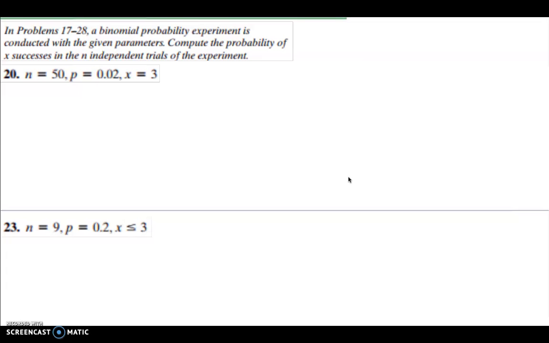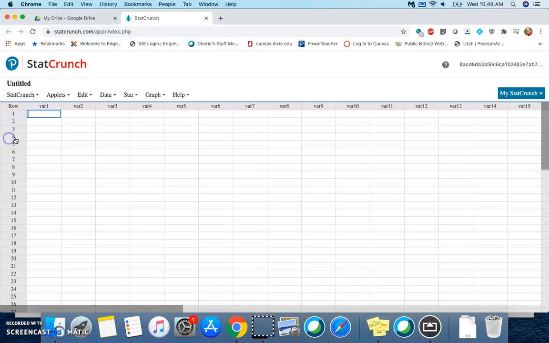So in these questions, we have a binomial probability experiment conducted with the given parameters, and we want to compute the probability of X successes in N independent trials. So we've got this first one, N is 50. The probability of success is 0.02, and we want to know the probability that we get exactly 3. So I'm going to come over here into StatCrunch.